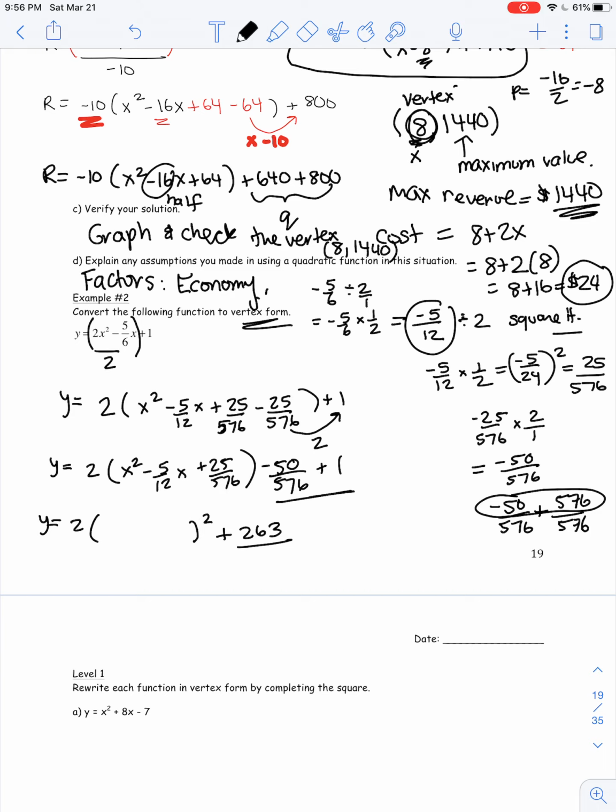Oh, actually, it should be a little bit more. Give me one sec. Let me check my calculator because that's already simplified. So negative 50 plus 576 equals positive 526 over 576. And then to simplify that, we can divide the top number by 2 and the bottom number by 2. And this becomes 263 over 288. So that's the simplified form of this.